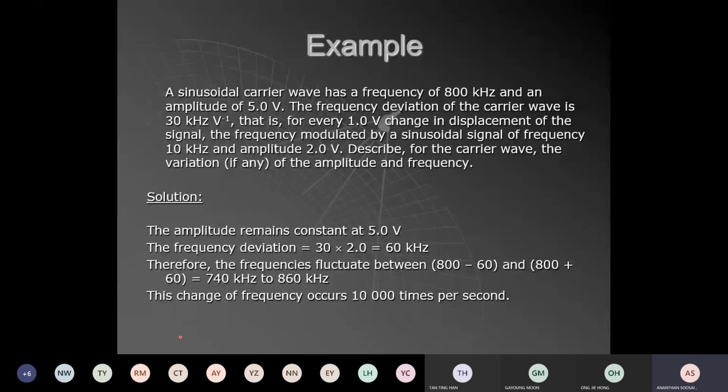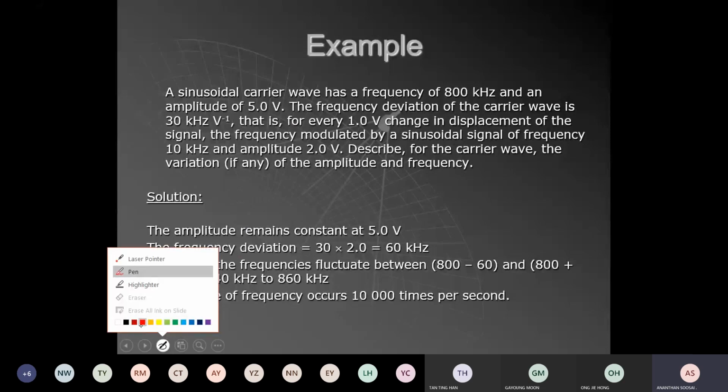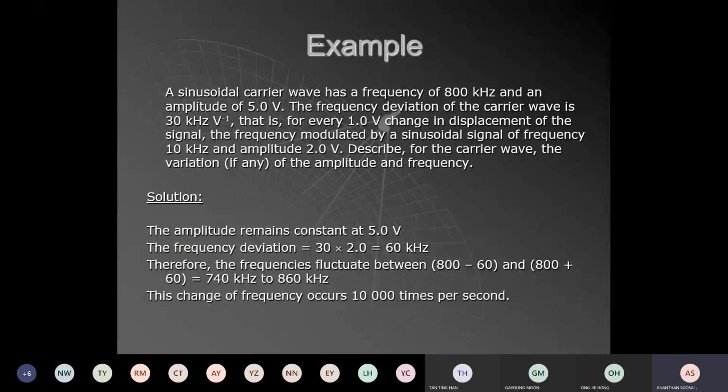This example is about FM. A sinusoidal carrier wave has a frequency of 800 kilohertz. Yes, 800 kilohertz. This is your carrier, your radio wave. And the amplitude is 5 volt. The carrier has an amplitude of 5 volt.